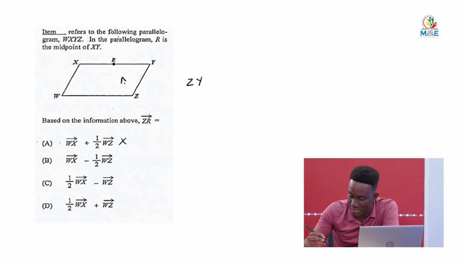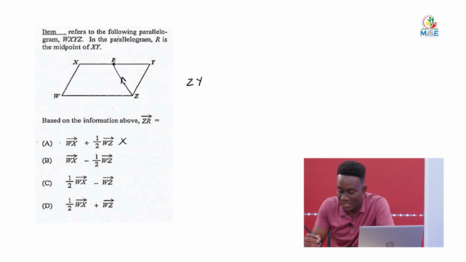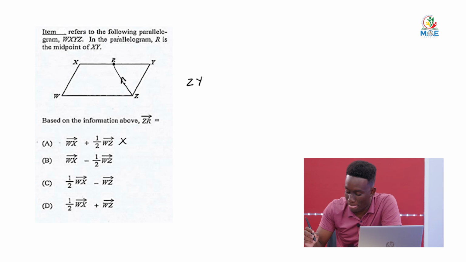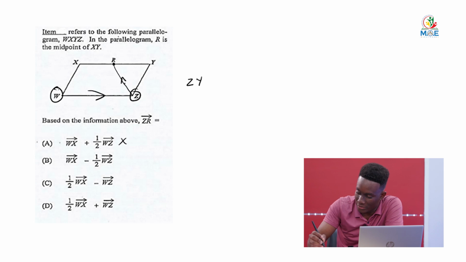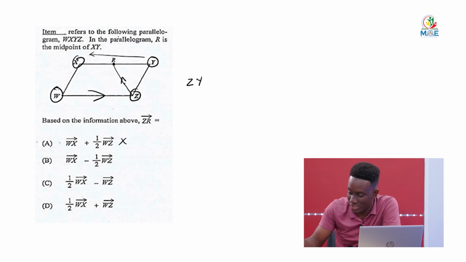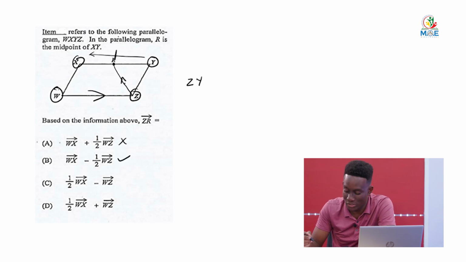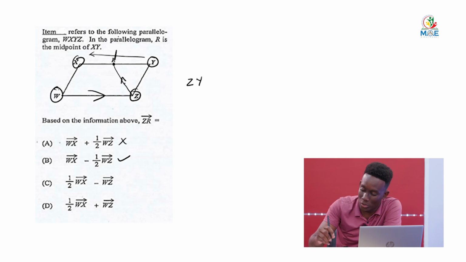So let's go to WX. So WX can work, so let's see, WX minus half WZ. So if it was plus WZ, that would be going from here to here or from here in that direction. But because it's minus, it flips. So it will go from here to here, half of that. So half of that will take us here. So this one is the most plausible one so far. So let's go through the other options just to make sure we are 100% correct.